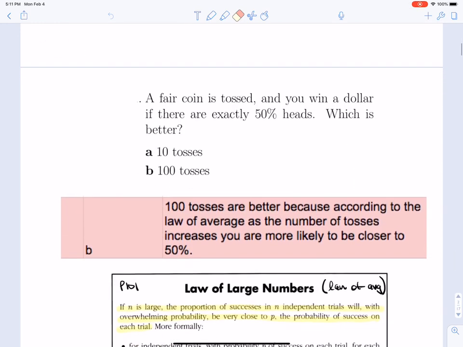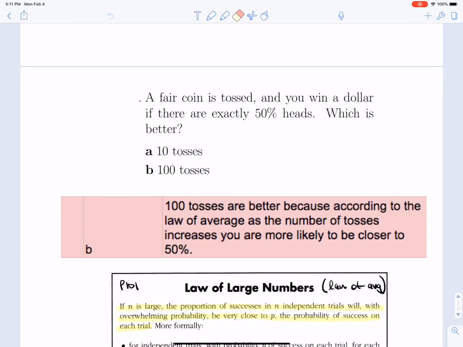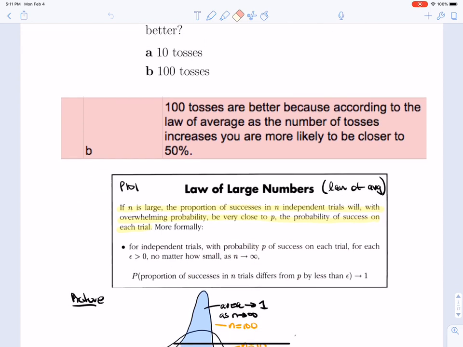So last time we did this question: if a coin is tossed and you win $1 if there's exactly 50% heads, which is better, 10 tosses or 100 tosses? The answer is 10 tosses. One person writes that it's 100 tosses because, according to the law of averages, as the number of tosses increases, you're more likely to be closer to 50%. That is absolutely correct. That is what the law of averages, or the law of large numbers, says, as I can show you in the statement below.